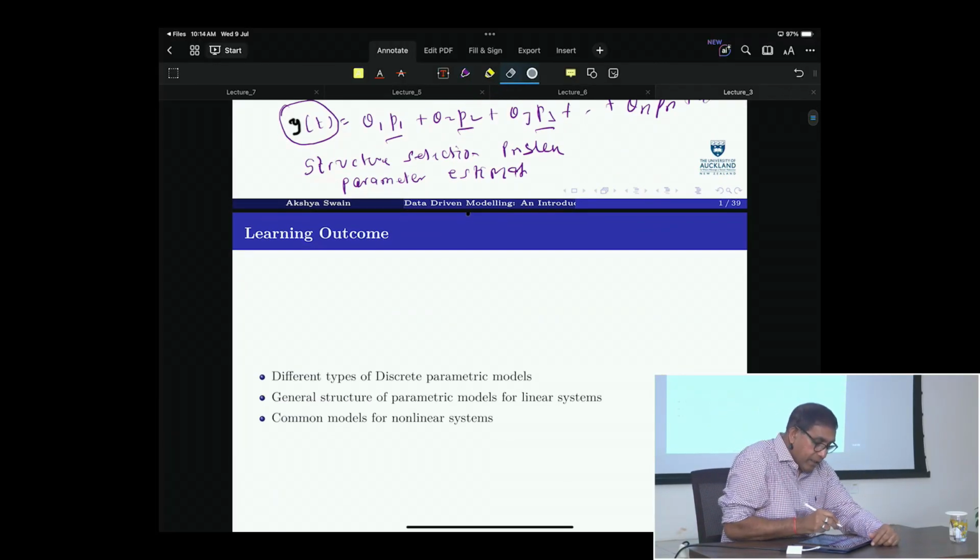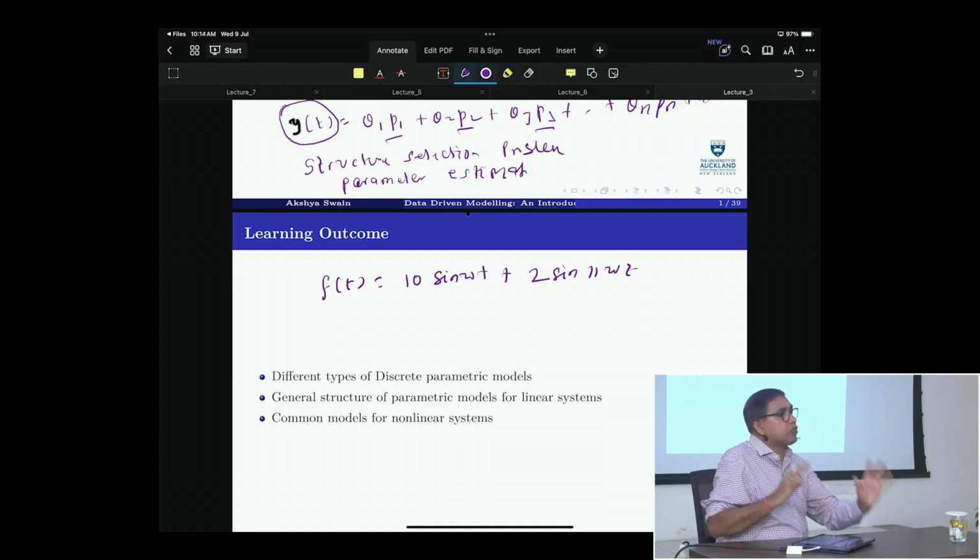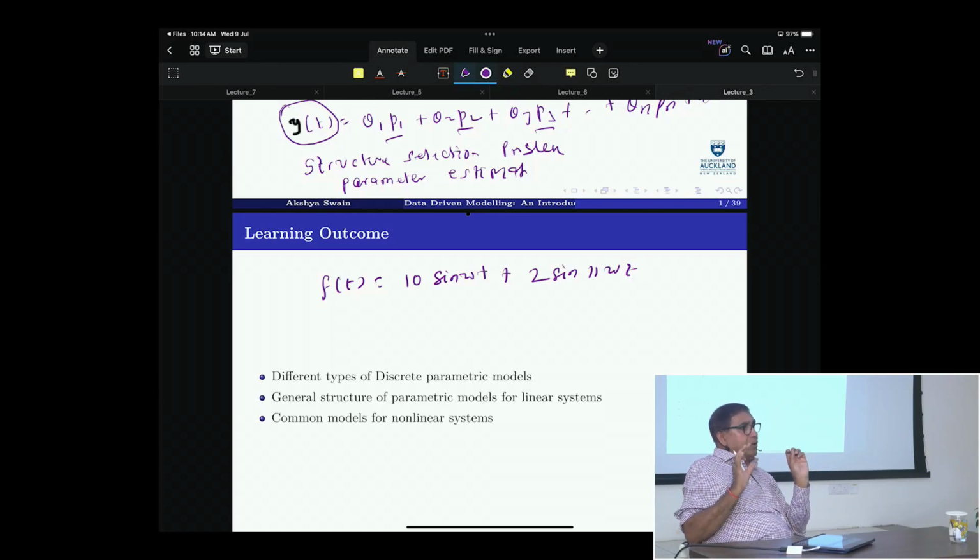Suppose I give you a signal f of t. Suppose f of t is equal to 10 sine omega t plus 2 sine 11 omega t. And I give you the prior information that this is a Fourier series.